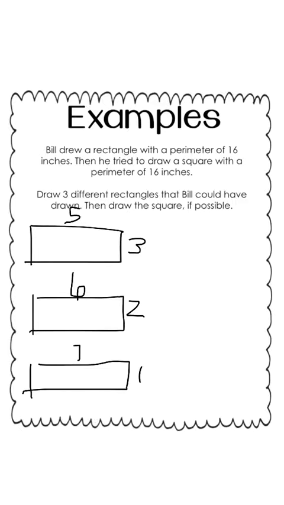Now it also asks me if I can draw a square. Remember, a square, all the sides are the same. So I have to divide 16 by 4 to see what I get. 16 divided by 4 is 4. So both my sides there would be 4. It is possible.